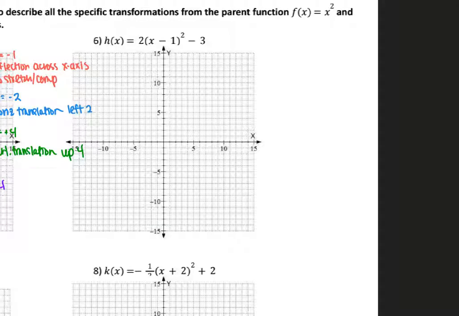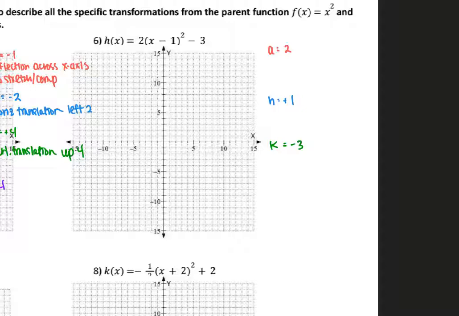All right, so now let's take a look at number 6. So just like before, I'm going to identify A, H, and K. So A is 2. H, we look inside the parentheses and it's the opposite sign, so that's going to be positive 1. And then K is the number on the outside, that's going to be negative 3.